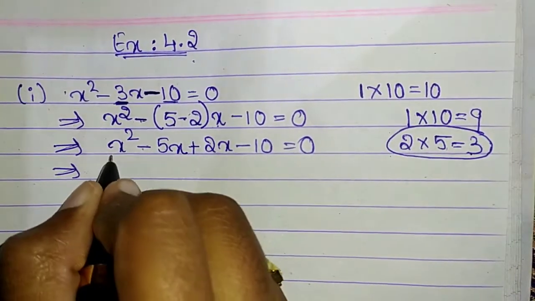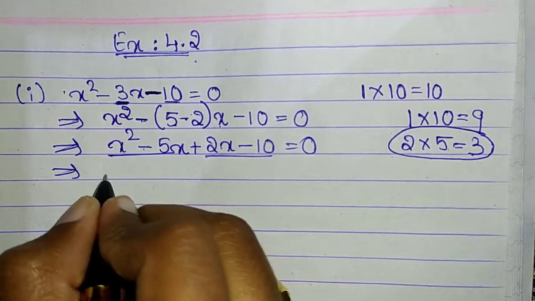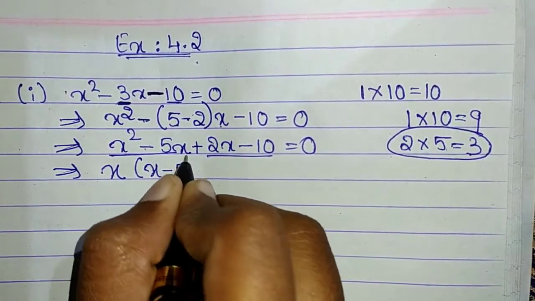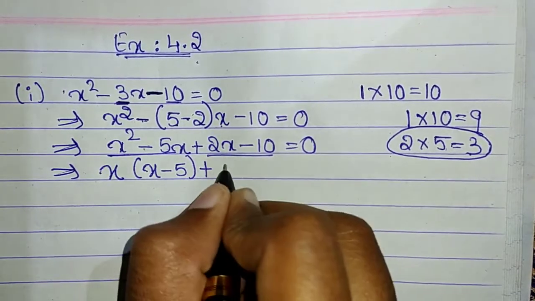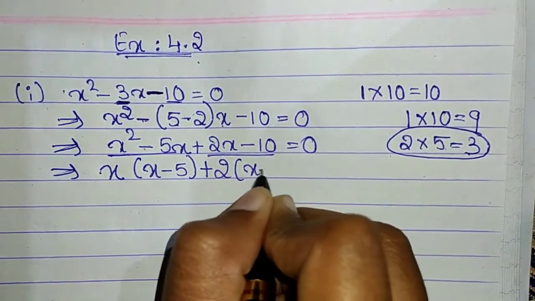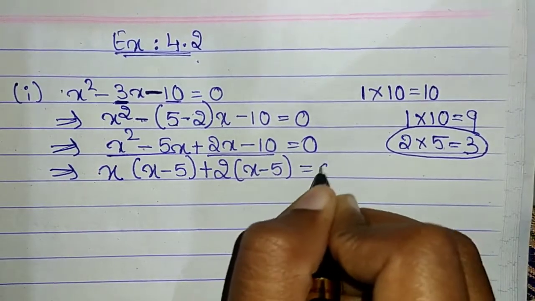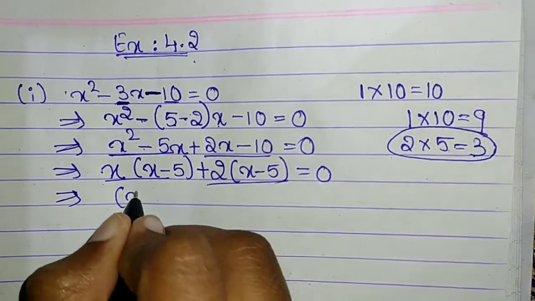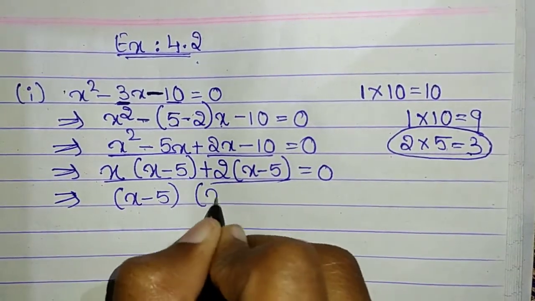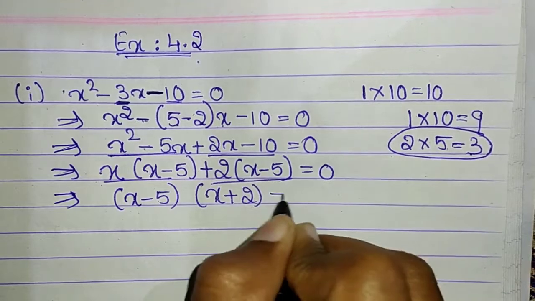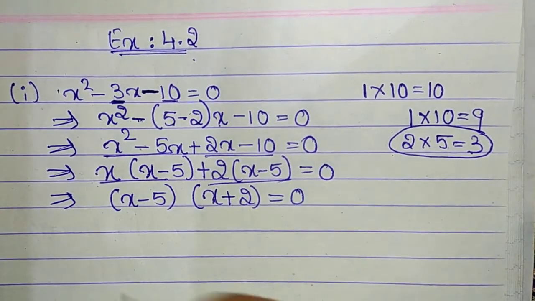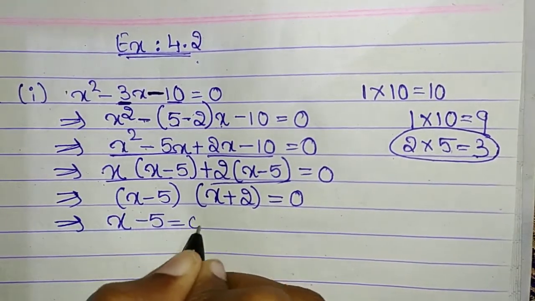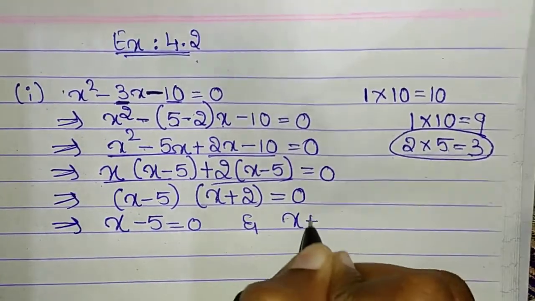So this implies, now let us take out common terms. Here x is common, what remains in the bracket is x minus 5. Plus here 2 is common, what remains in the bracket once again is x minus 5 is equal to 0. So now in both these terms x minus 5 is common, what remains in the bracket is x plus 2 is equal to 0. So this implies x minus 5 is equal to 0 and x plus 2 is equal to 0.